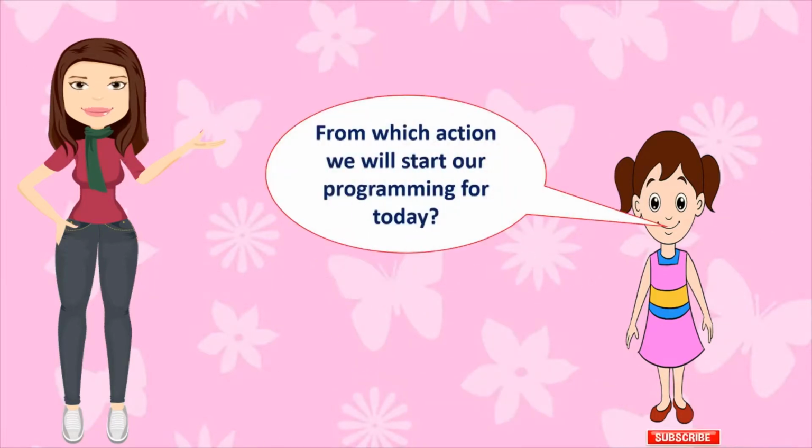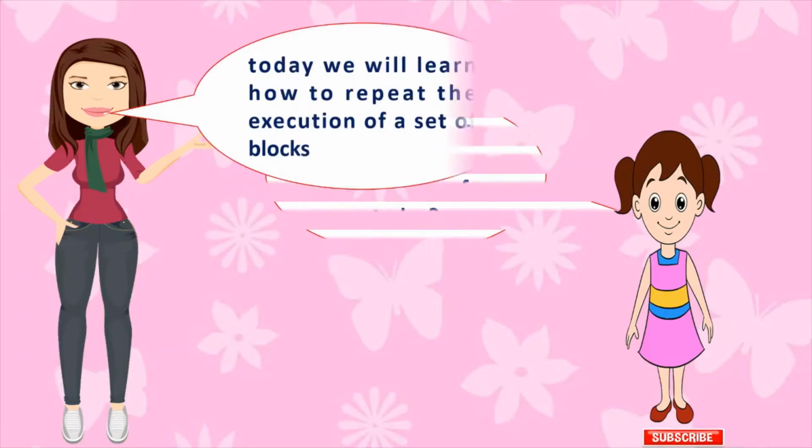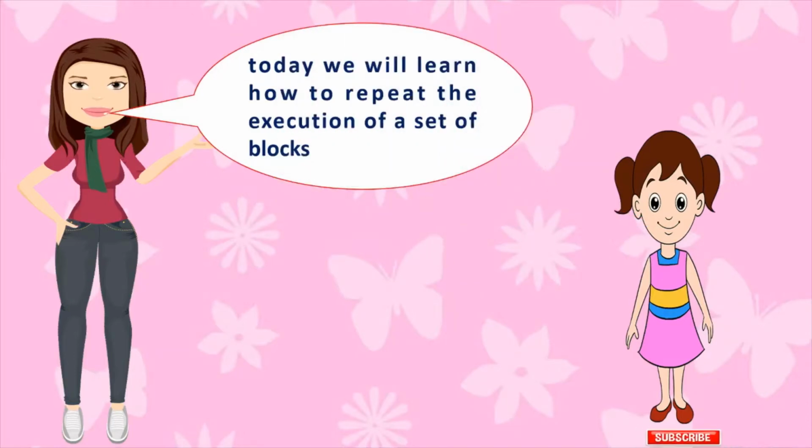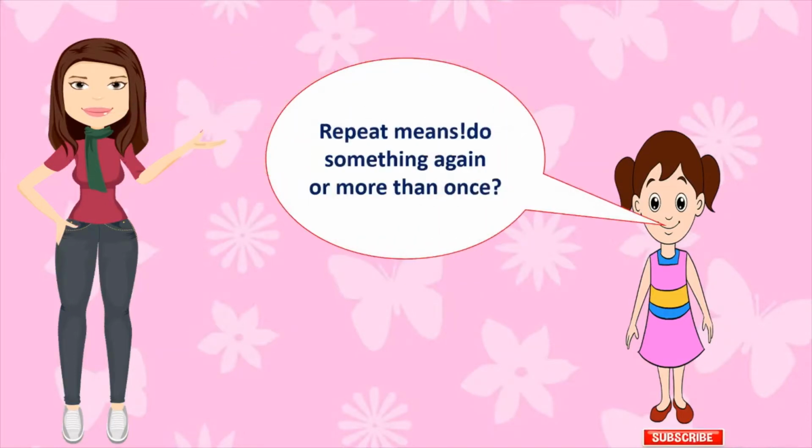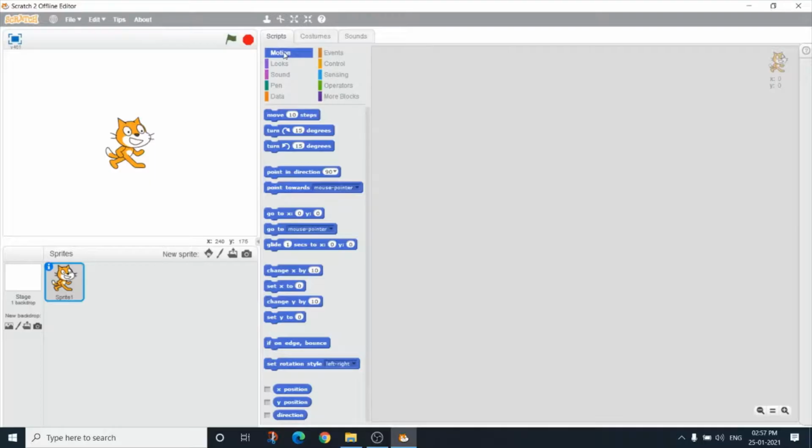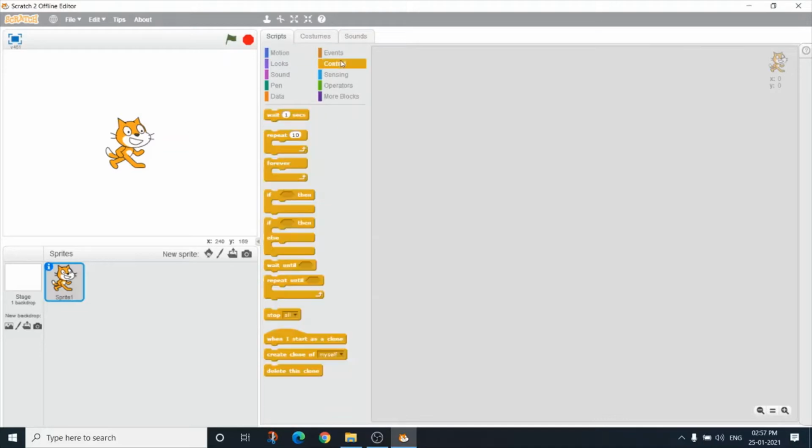From which action we will start our programming for today? Today we will learn how to repeat the execution of a set of blocks. Repeat means do something again or more than once. See repeating steps. Blocks in the control category allow us to perform various actions such as repeat the execution of a set of blocks and check for conditions before execution. Let us first learn about the blocks that repeat the instructions.